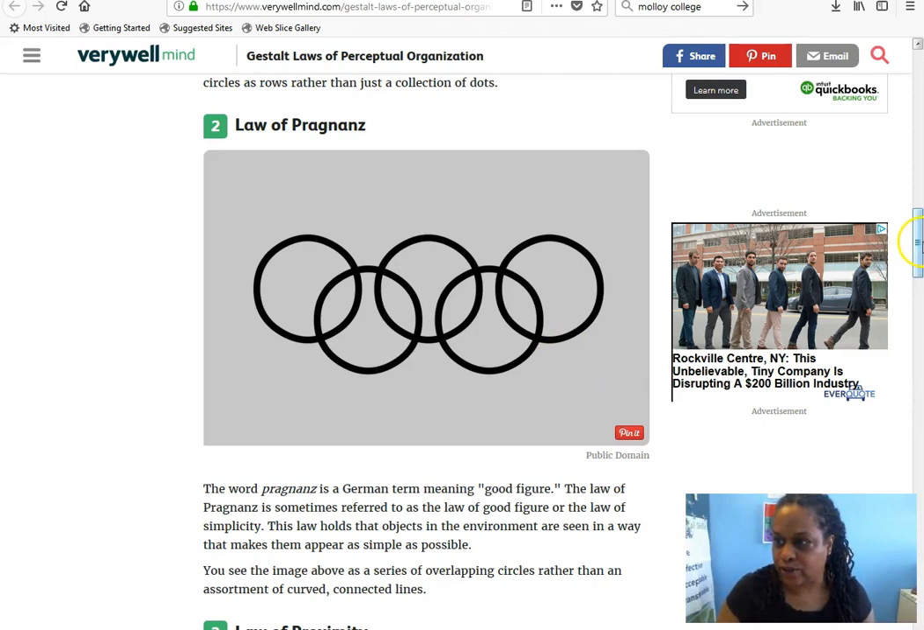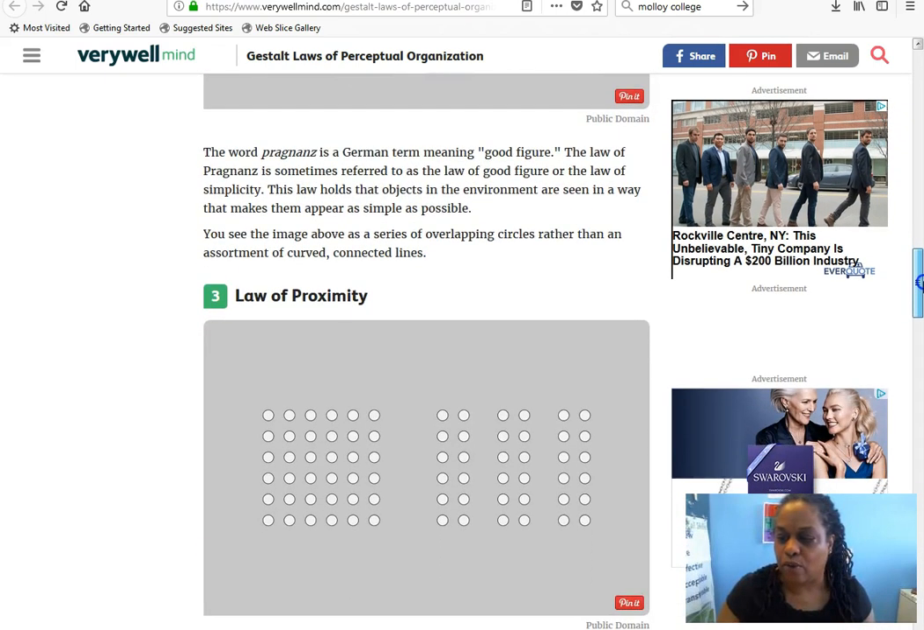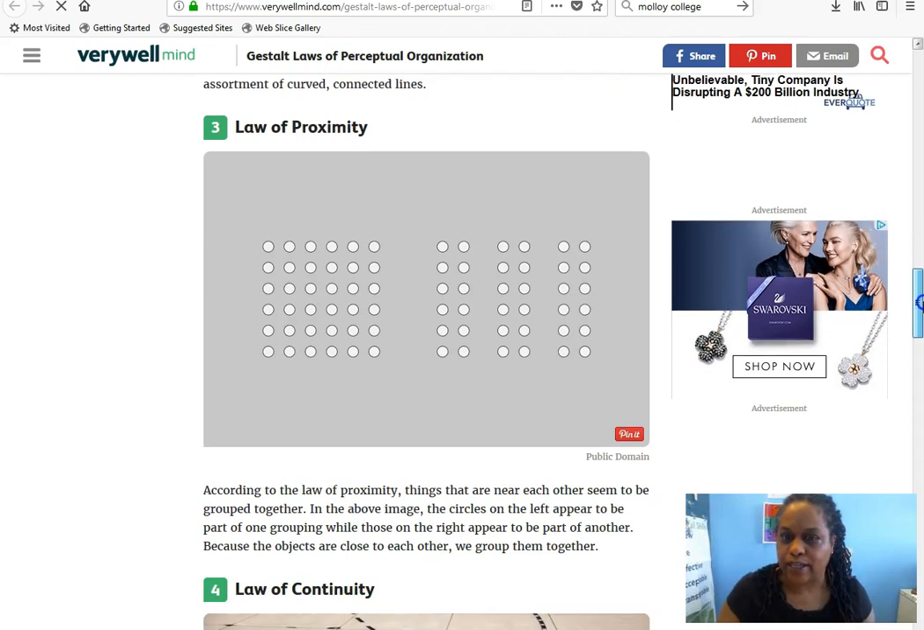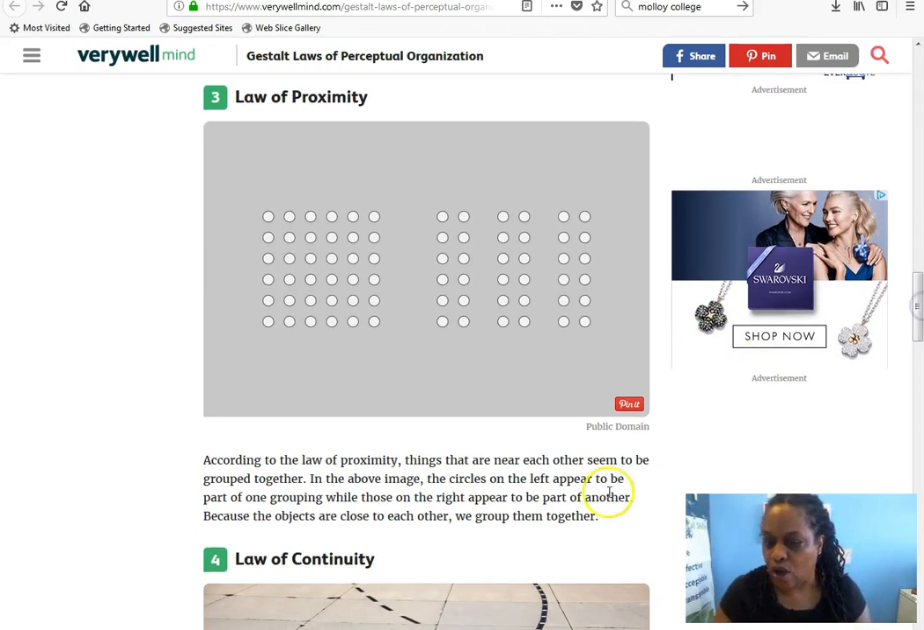Okay, the next law, the law of proximity. According to the law of proximity, things that are near each other seem to be grouped together. In the above image, the circles on the left appear to be part of one grouping, while those on the right appear to be a part of another. Because the objects are close to each other, we group them together. So visually, our perception puts these things in groups together.